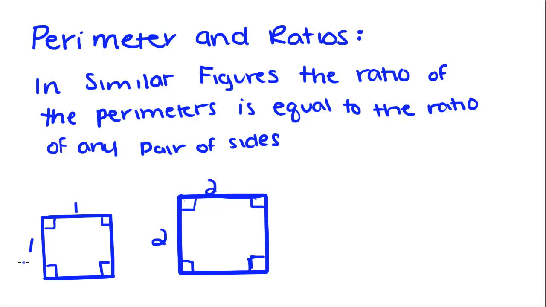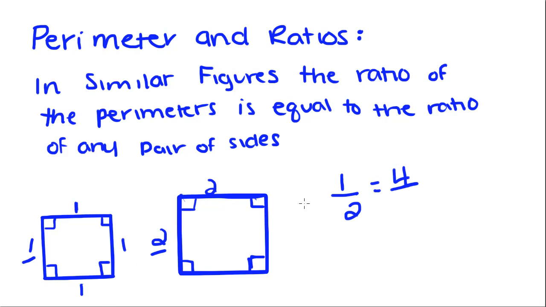So we're going to take one side of this little square and one side of this bigger square, and that's our ratio. So that means the perimeter is also going to have a 1/2 ratio. So we're going to do two things. We're going to find the perimeter of this, which is 1 plus 1 plus 1 plus 1. So the perimeter of the little square is 4.